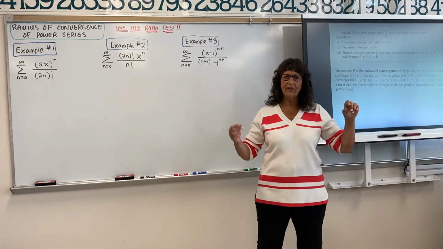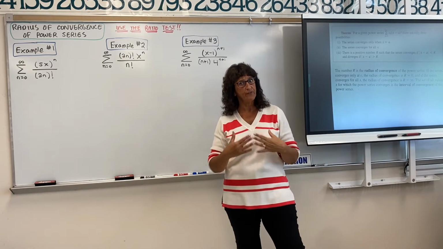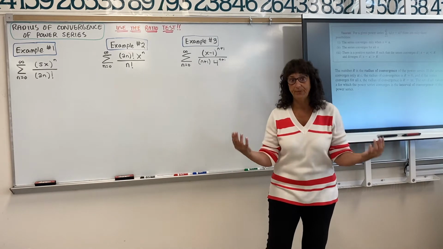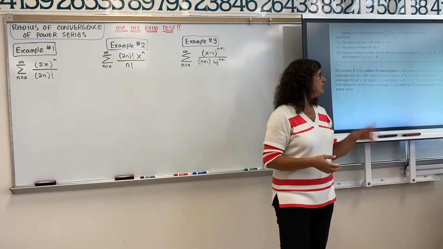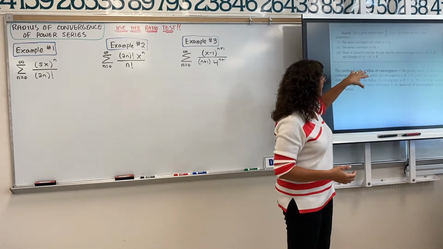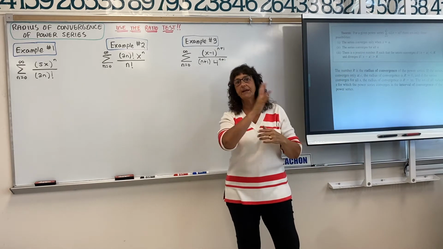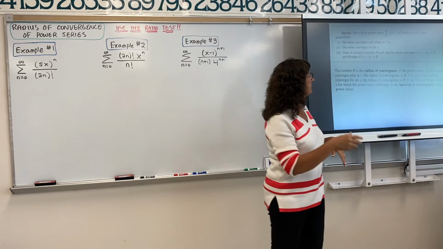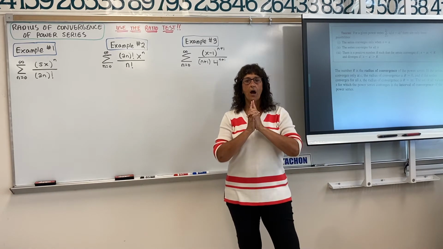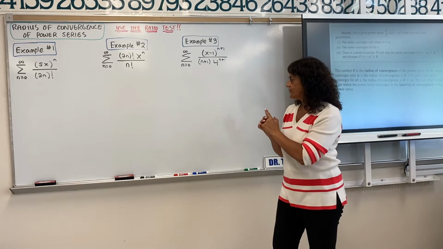Case number 2: if you use your ratio test and it converges for all values of x, then your radius of convergence is infinity. Your third case is that you have some positive number r where the series will converge if the absolute value of x minus the center is less than r, and it will diverge if it's greater than r. We're going to see each of these three cases with three examples.